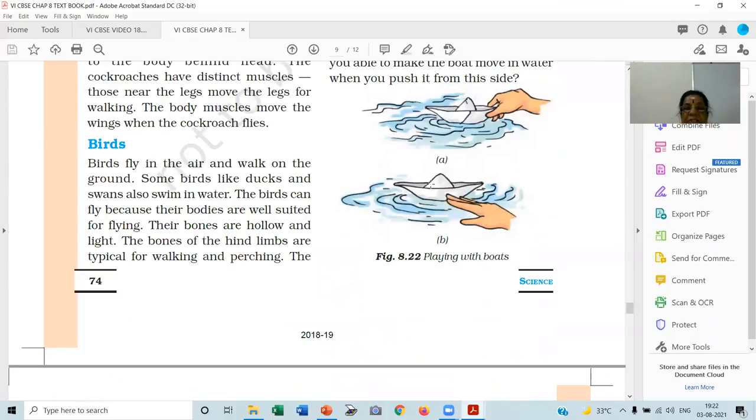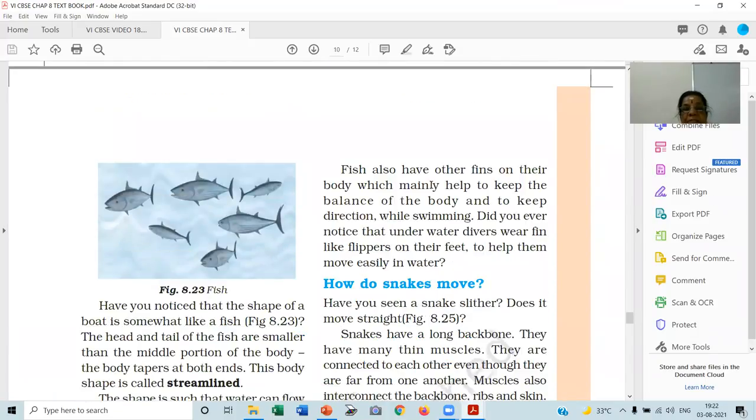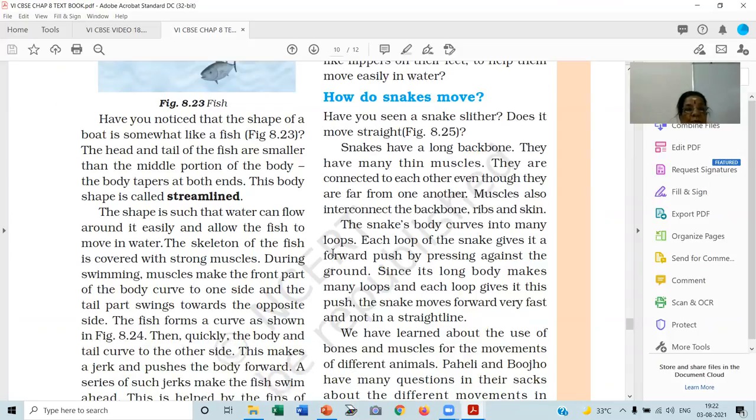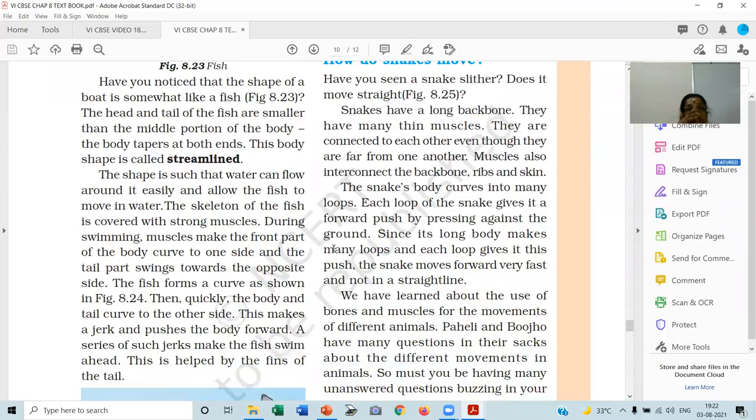Next is the fish. Movement in fish. Have you noticed that the shape of a boat is somewhat like a fish? The head and tail of a fish are smaller than the middle portion, so it is called a streamlined body. The shape is such that water can flow around it easily and allow the fish to move in water.